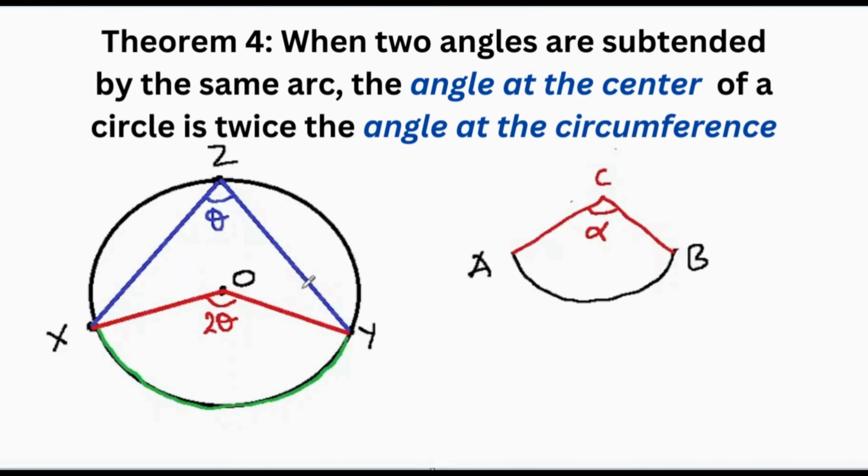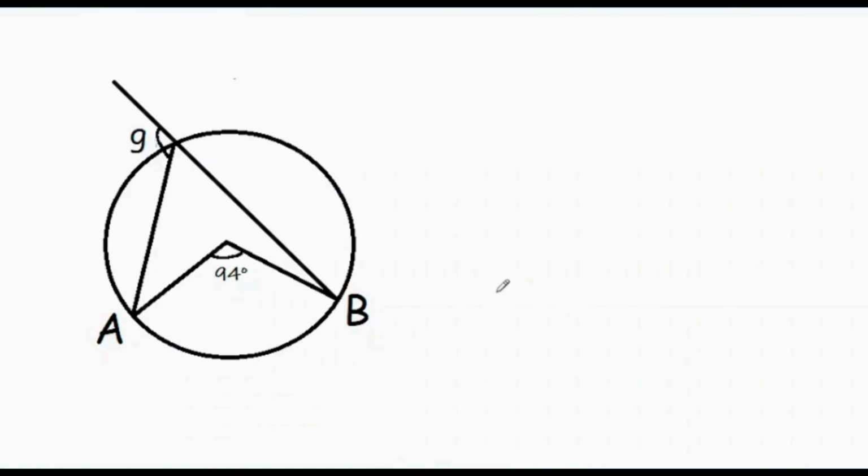Let's take some examples. In this example, let's start by tracing out our arc AB. Let's have it in green ink. The angle subtended by the arc AB, that's in green ink, note that's the minor arc. So the angle subtended at the center by the arc AB, let's use our red ink to trace that out. Now let's find out the angle subtended at the circumference. Let's use our blue ink to trace that out. Okay, we have this and we have that.